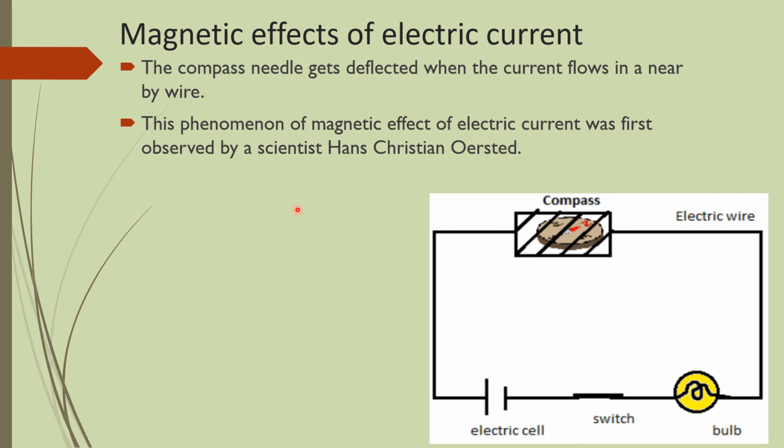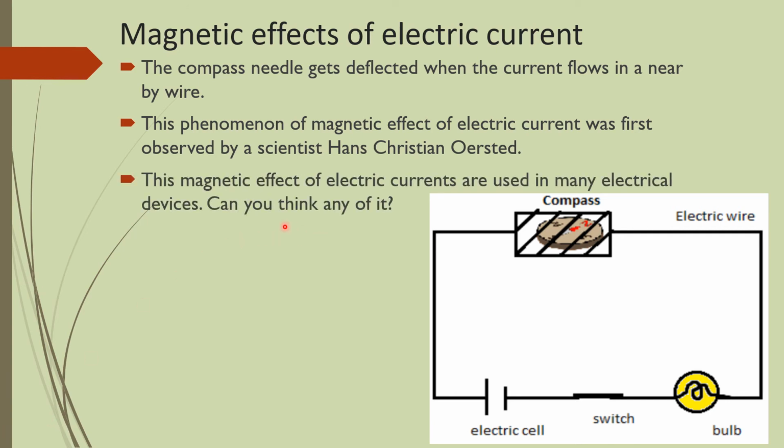The compass needle gets deflected when current flows in a nearby wire. This phenomenon of the magnetic effect of electric current was first observed by a scientist, Hans Christian Ørsted. This magnetic effect of electric current is used in many electrical devices. Can you think of any? There are many electrical devices around you where this behavior of electric current is used.